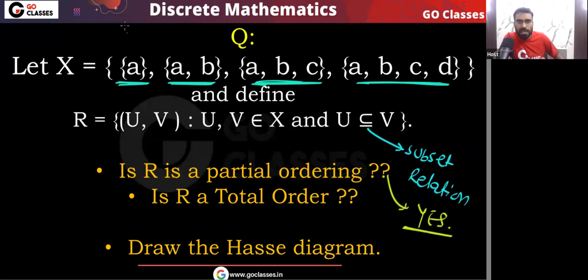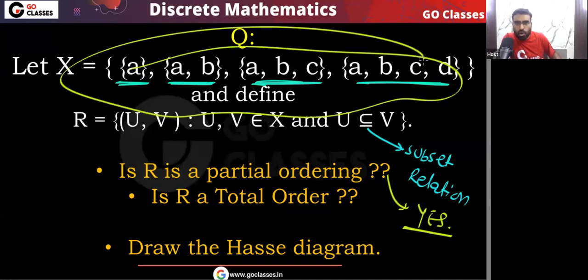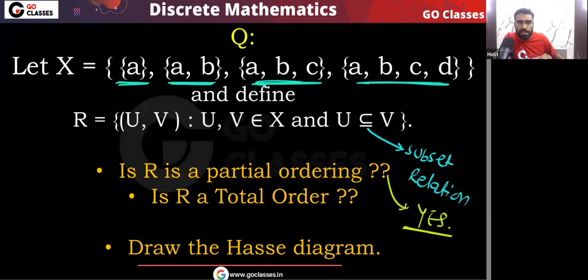Now, tell me one thing. Will you check for total order directly, or will you create the hash diagram? Which is easier? Depends on the question. Sometimes directly checking total order, meaning every pair of elements is comparable, is easy, and sometimes the hash diagram is easy. For this question, the hash diagram is easy. So I will create the hash diagram.